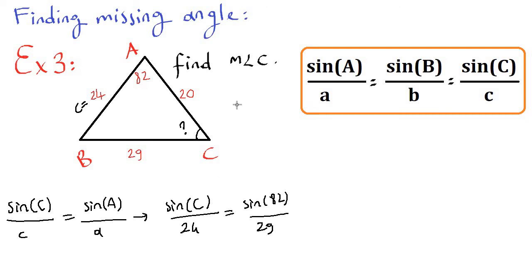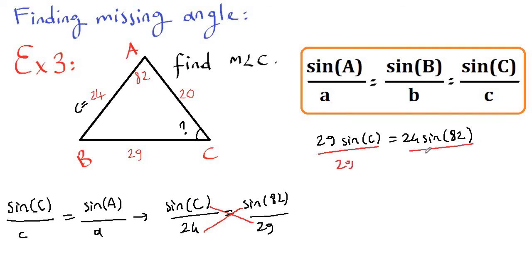Now all we have to do is just cross multiplication. So 29 times sine of C is equal to 24 times sine of 82. Because we are looking for angle C, we need to isolate this term. Our first step is to divide both sides by 29. So we get rid of 29.